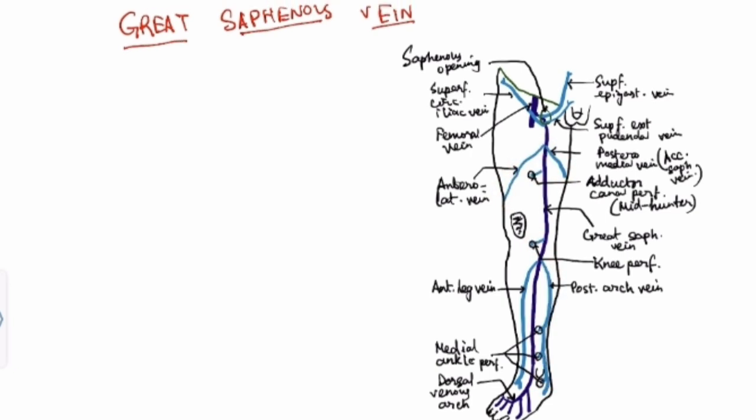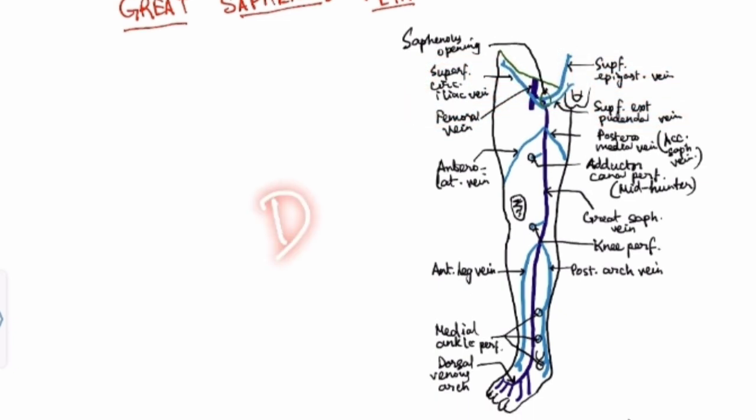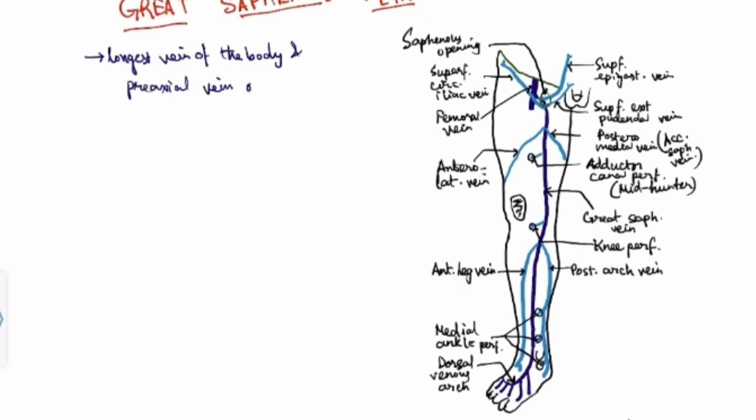Sometimes they form an arch. Sometimes they form the posterior arch vein and join. Here you can see another perforator known as the anterior leg vein. Here you can see some other tributaries: superficial epigastric vein, superficial external pudendal vein, superficial circumflex iliac vein. So now let us get into the details of all of this. Right. So first of all, when we come to the great saphenous vein, it is the longest vein of the body, and it is the preaxial vein of the lower limb.